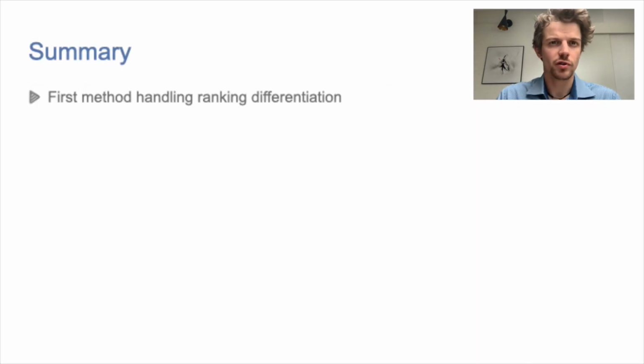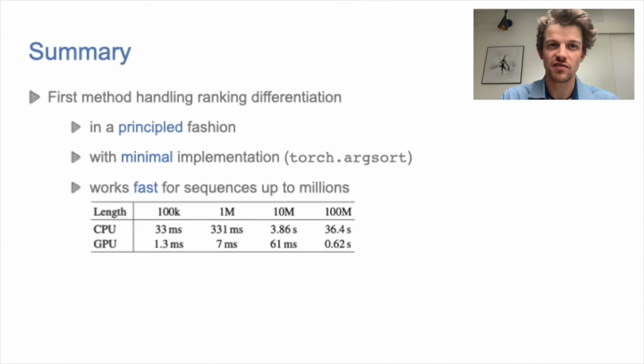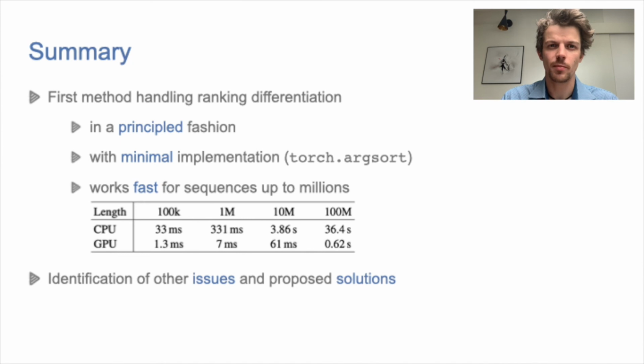In conclusion, Rambo is the first method dealing with ranking differentiation that has all of the following. It solves the problem with solid mathematical backing, it requires minimal implementation effort, and it's blazing fast. On top of that, we identified issues independent of differentiability and we proposed solutions. Last but not least, we obtained competitive results.